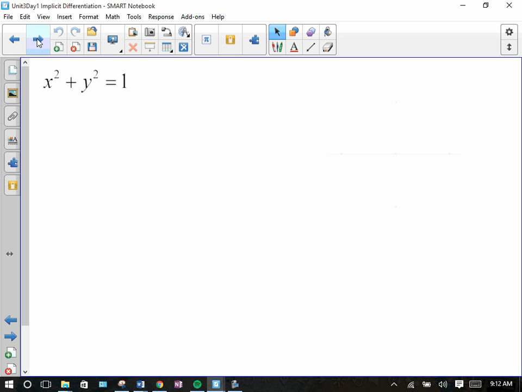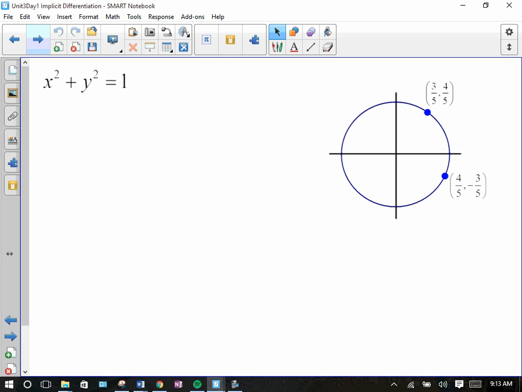So, what I want to do is start off by looking at this function. X squared plus y squared equals 1. Alright. And just for now, it's okay, you guys know what this is the equation of. What is this function? Oh, it is a circle with a radius of 1.